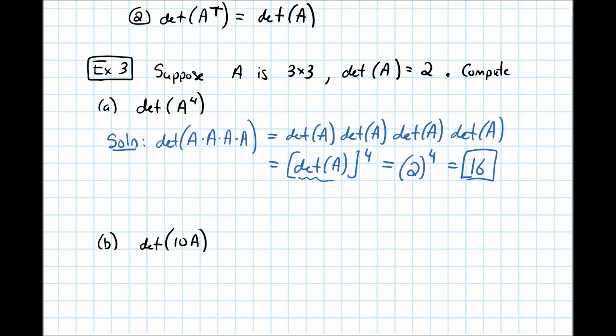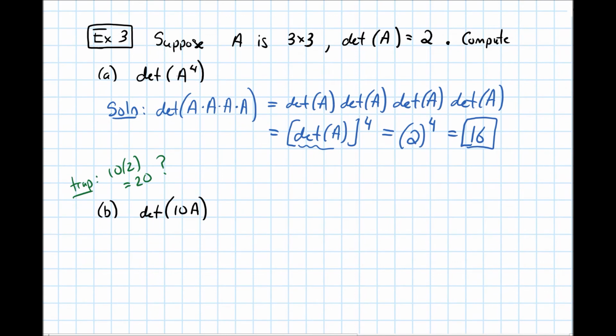The trap here is to say, wait, isn't this just 10 times my first determinant, 10 times 2, to get 20? It turns out that that's not true. So let's see why. When we multiply 10 times the matrix A, we have the 10 in front of our matrix, and our matrix here is 3 by 3.